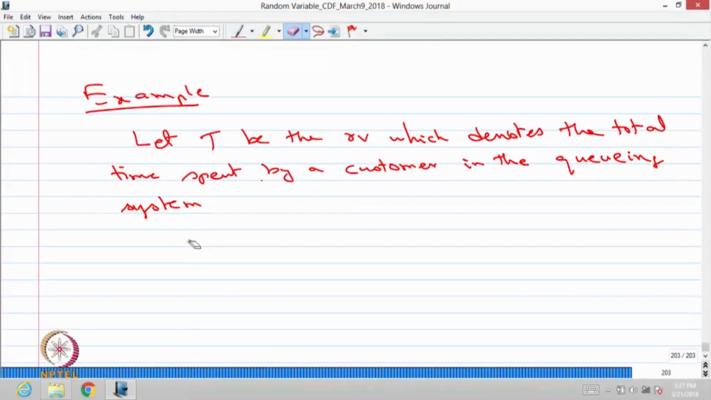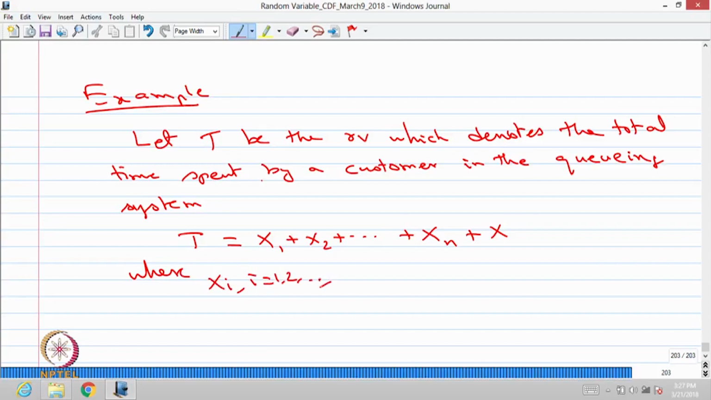That means I am going to represent this capital T as a random sum in the form of x1 plus x2 and so on plus xn plus capital X, where each xi, i from 1 to n, is the random variable denoting the service time for the ith customer, and I make the assumption the service time follows an exponential distribution with the parameter mu.